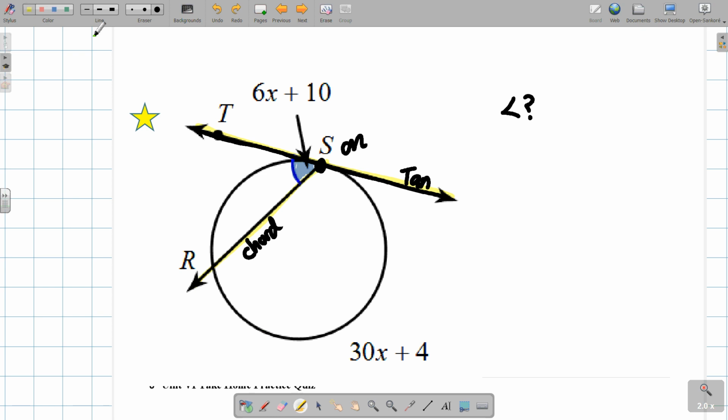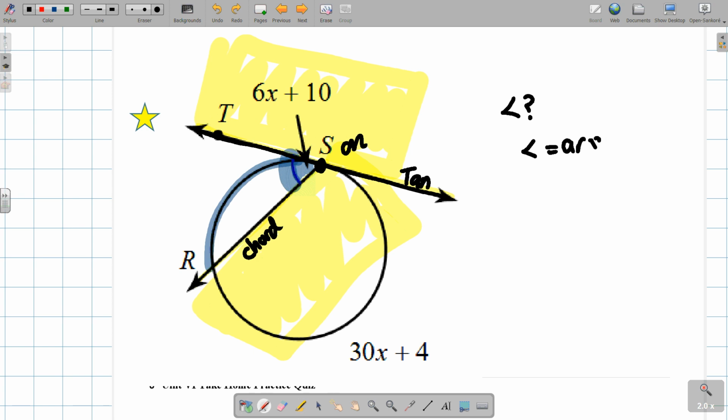Actually, let's frame that angle first. Let's frame angle S. So take your Post-its. Frame angle S. Sweep the angle. Sweep the arc it's grabbing. We know that the angle equals that arc over 2.